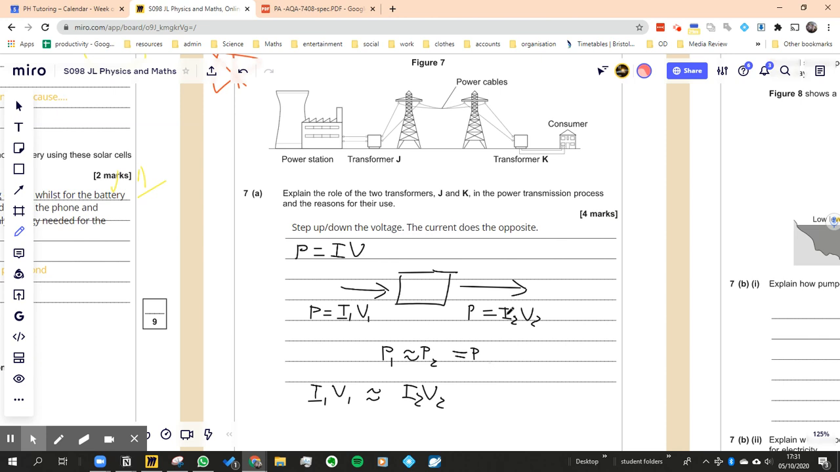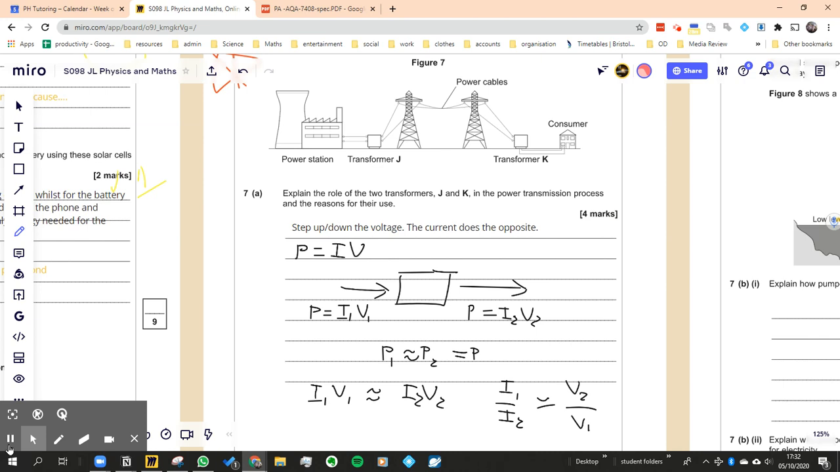If you keep your power the same, you can rearrange that, and the ratio of current I1 over I2 is roughly equal to V2 over V1. In other words, the ratio of current is the inverse of the ratio of the voltage. So when I increase the current, I'm going to decrease the voltage, or really the other way around: when I increase the voltage, I'm going to decrease the current. Okay, so that's all about why it happens.